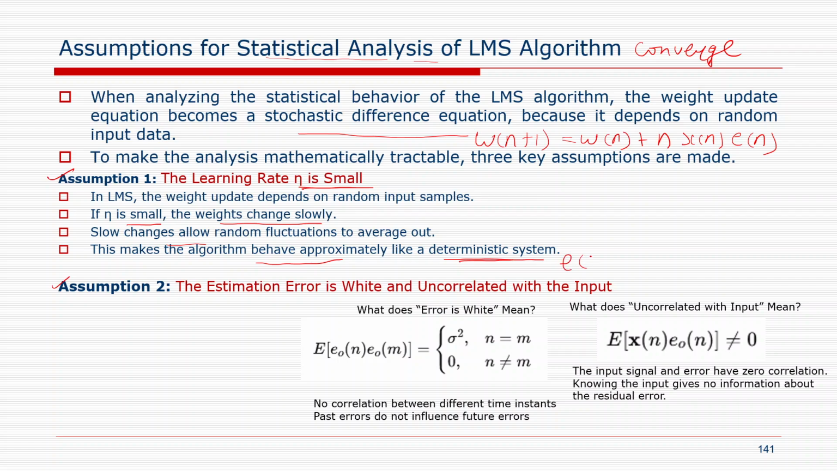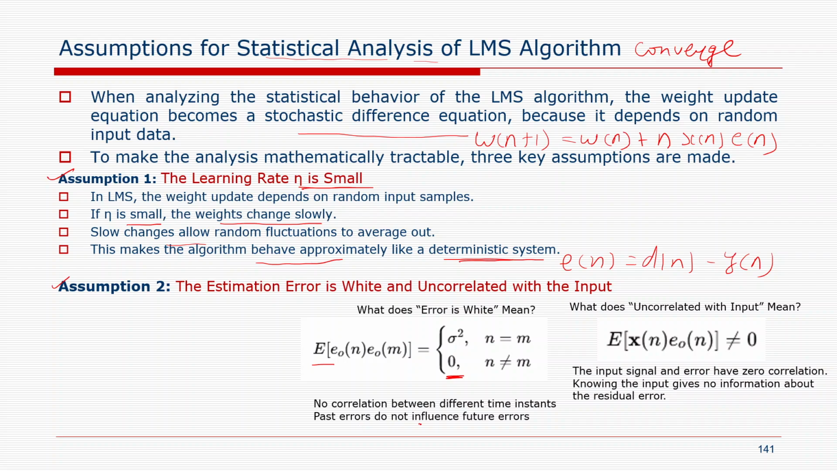We are calculating the error E of n, equal to D of n, the desired output, minus the predicted output Y of n. But this error, we are assuming it is white and uncorrelated. What is the meaning of the error is white? That is, error is white means no correlation between different time instances. Here, say E of n and E of m are two different errors at two different time steps, and when we find the expectation or the correlation, it is 0. It indicates that errors at two different instances do not have a correlation.